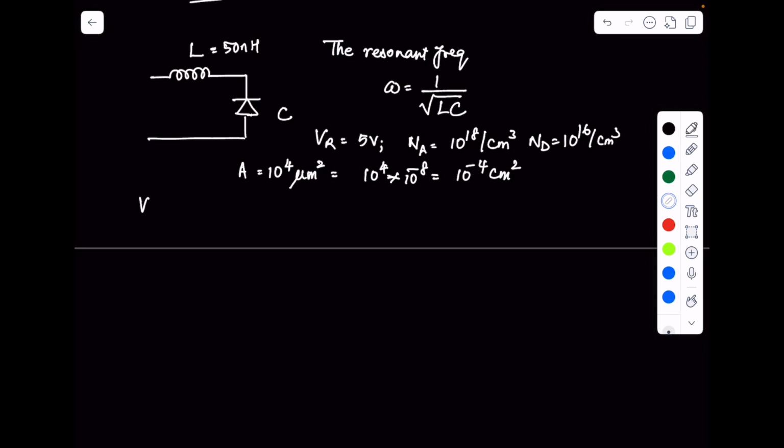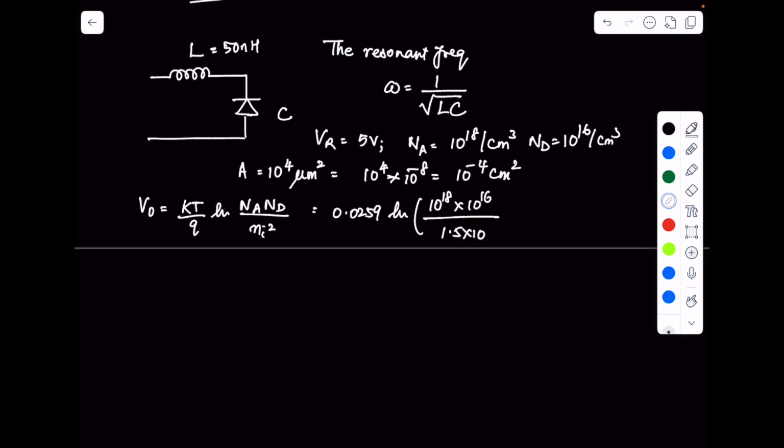So let's first find the built-in voltage. At room temperature it is kT by q ln Na Nd by ni squared. And that's going to be 0.0259 ln of 10 power 18 into 10 power 16 by 1.5 into 10 power 10 the whole squared, and this works out to 0.814 volts. So that's your built-in voltage.